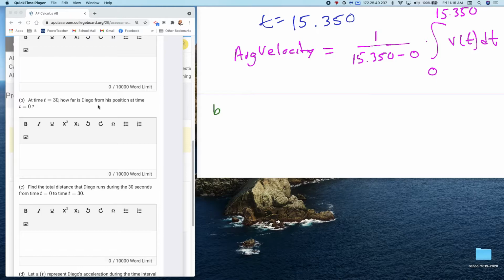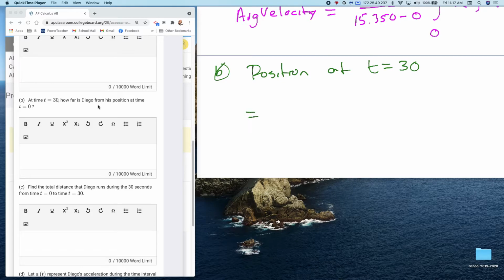So for part B, the position at t equals 30 is equal to the integral from 0 to 30 of the velocity. Again, you're going to use a calculator to calculate that, making sure your calculator is in radians. And then you're going to go through and calculate that.